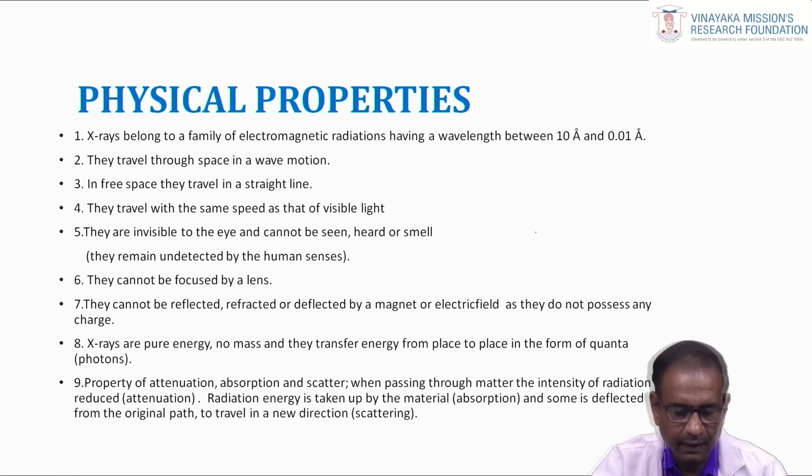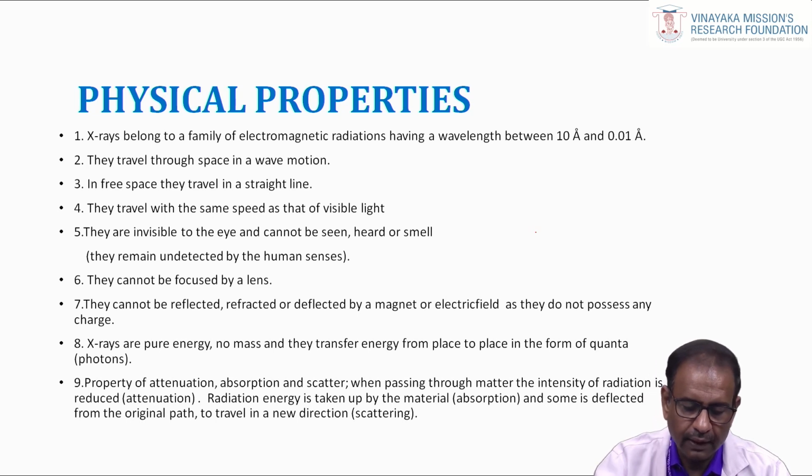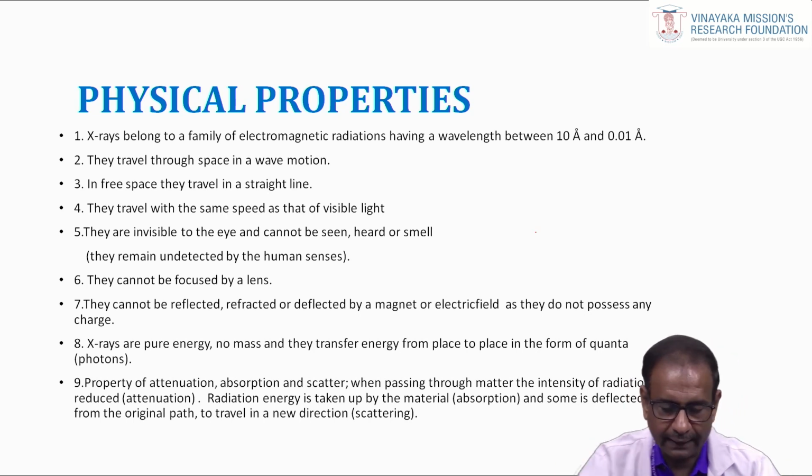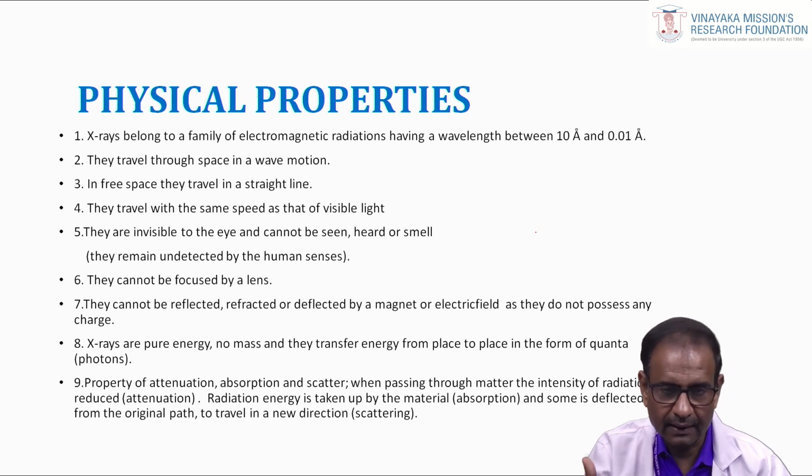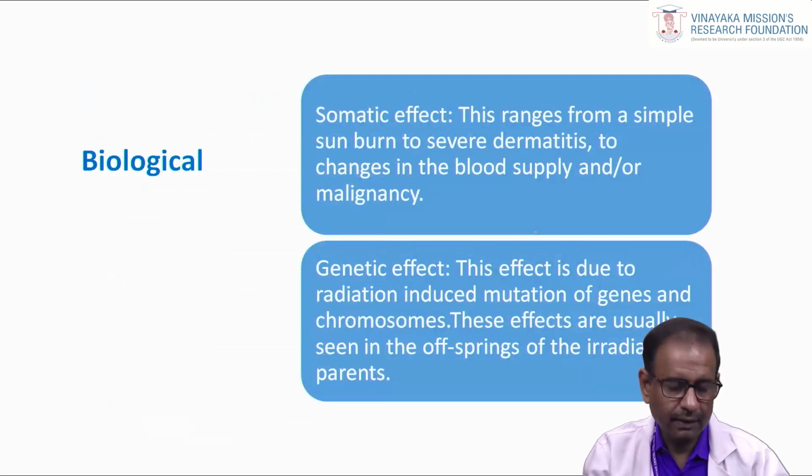Intensity of radiation is reduced. The radiation energy is taken by the material, which is absorption, and some of it is deflected from the original path to travel in a new direction, going out in another direction. That is called scattering of the X-rays. Absorption is by material; some of the material is absorbing the X-rays. Okay. These are all the physical properties.